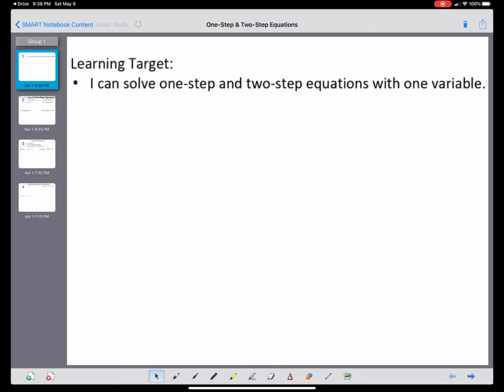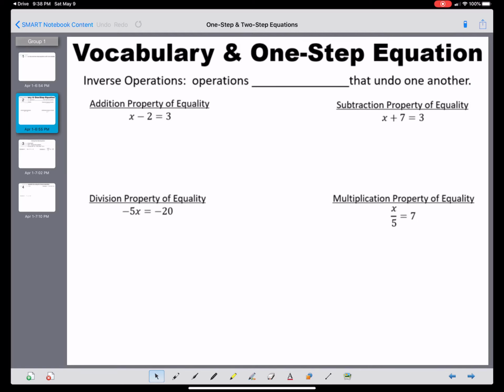Today's learning target is I can solve one-step and two-step equations with one variable. Okay, so let's take a look at some vocab.